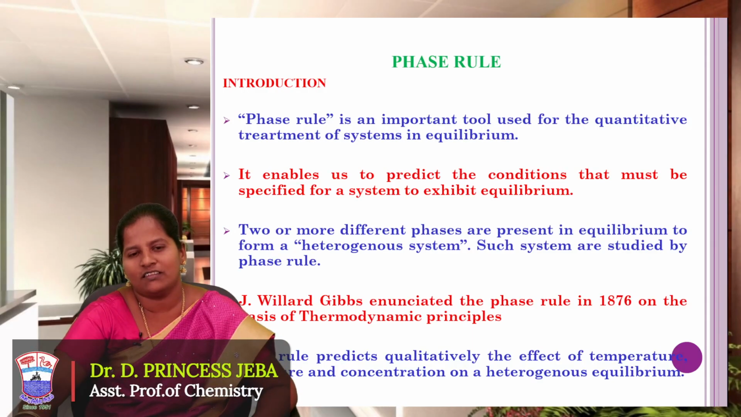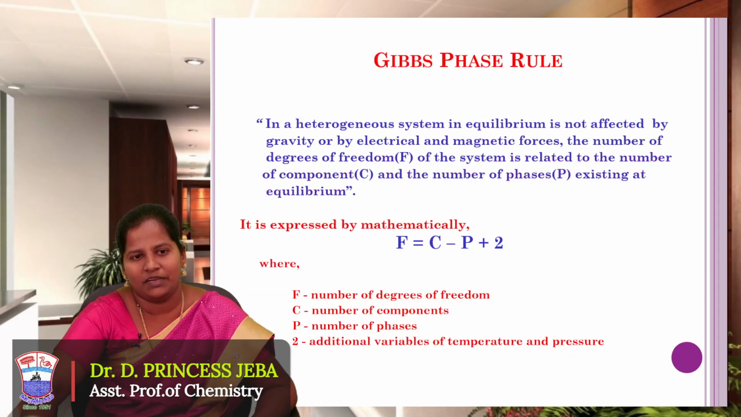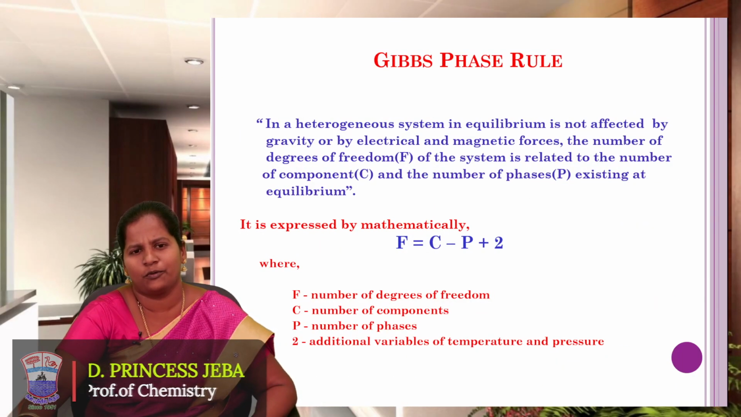This rule predicts qualitatively the effect of temperature, pressure and concentration for the system which is in heterogeneous equilibrium. What is known as a qualitative prediction? It won't give a specific value of temperature or pressure, but it gives a qualitative determination of temperature and pressure as well as the composition which is required for the system to exist in equilibrium.